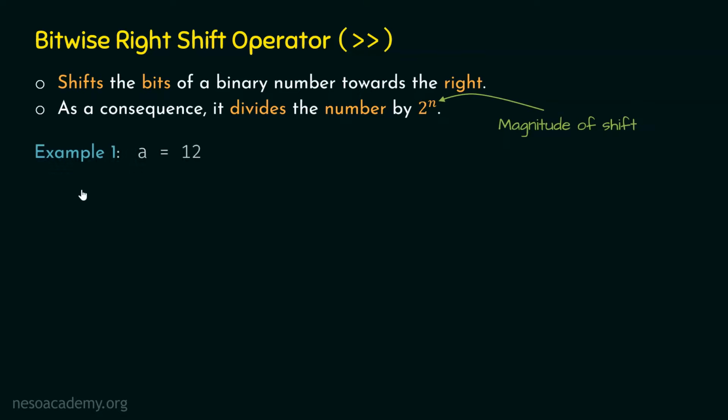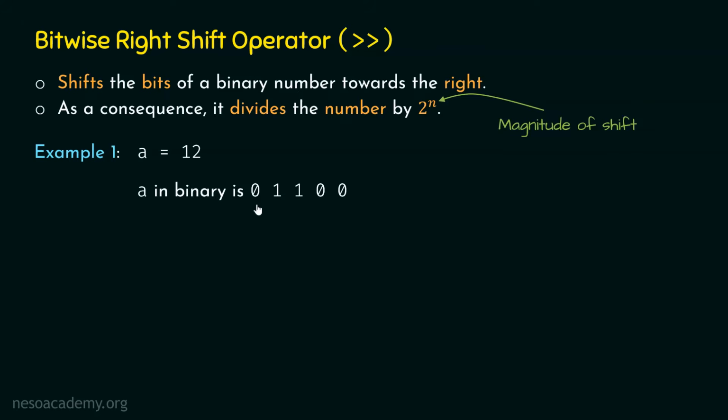Let's consider this simple example where a is equal to 12. This number is in decimal. We first need to convert this in binary because we want to perform bitwise right shift operation on this number. It is important to convert this number to its equivalent binary form. A in binary is 01100. We have already learned how to convert decimal numbers to their equivalent binary forms. One thing to note here is that this bit represents the sign bit. As this bit is 0, therefore the number is positive.